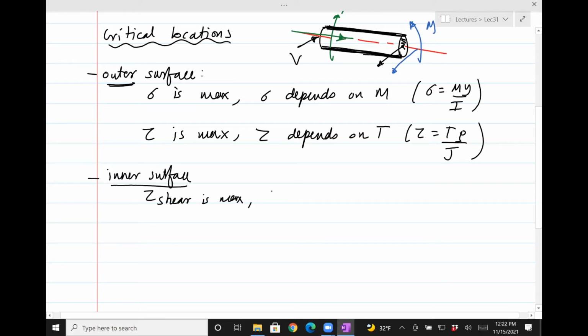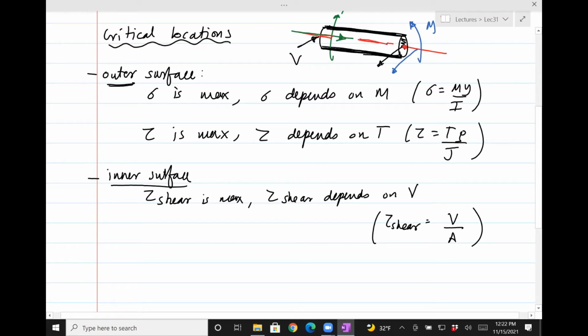Here, tau shear depends on V. Okay, so the formula for tau shear is V divided by the cross section area, right? And so that stress is maximum along the center.